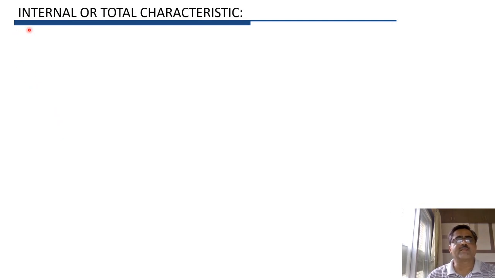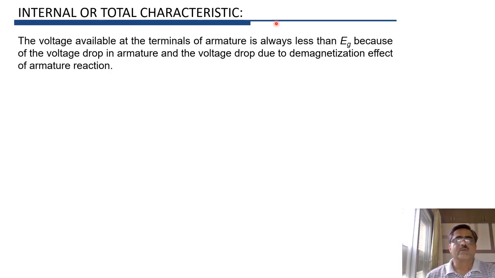The second characteristic is internal or total characteristic. The generated EMF in armature is EG, but actual available voltage across armature is always less than EG. It is because of the two types of voltage drops in armature. The first voltage drop is due to the resistance of armature, which is equal to Ia into Ra. And the second voltage drop is due to the armature reaction.